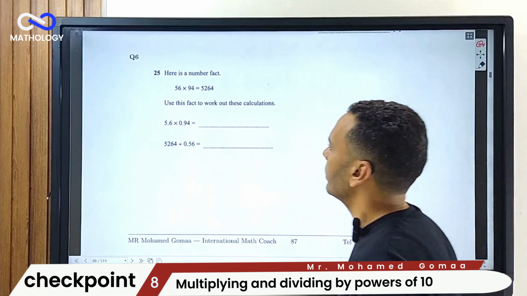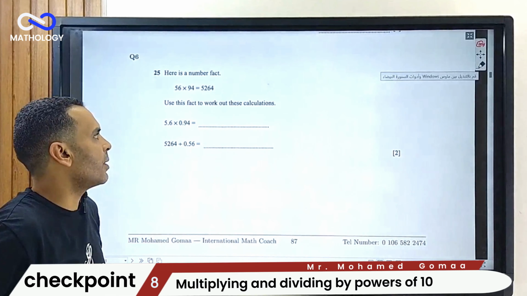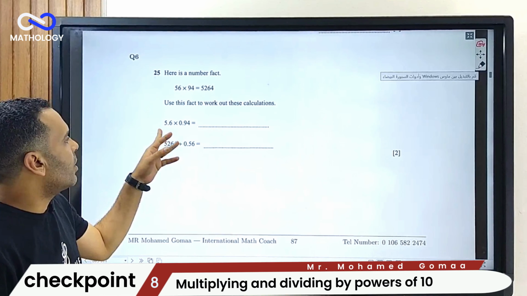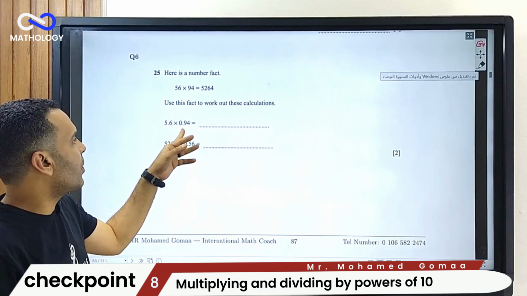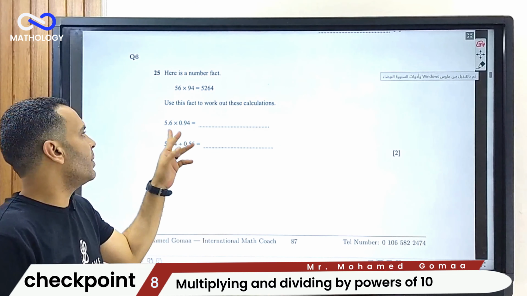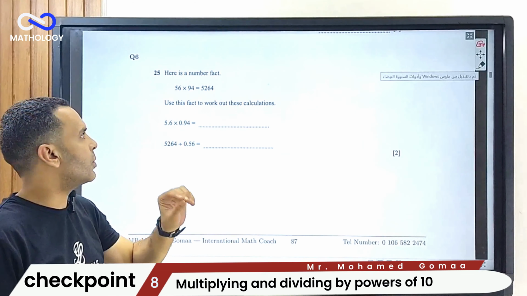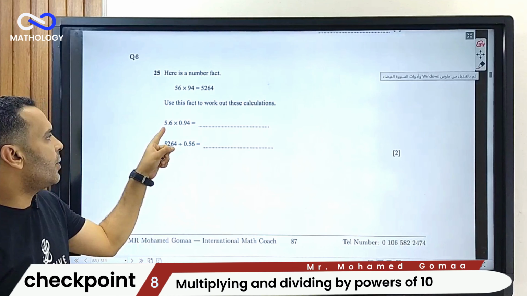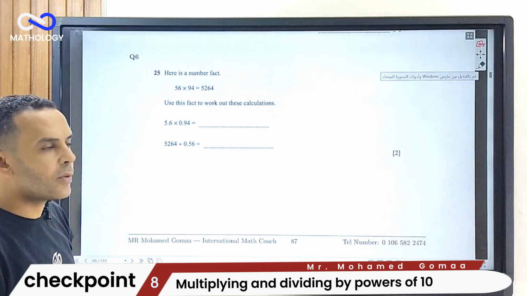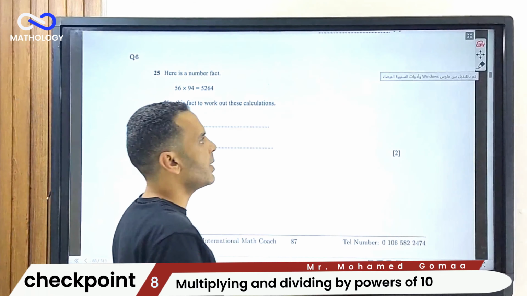Mathematical fact like this one: 56 multiplied by 94 equals 5264. This is called the mathematical fact. To get the answer of 5.6 multiplied by 0.94, ignore the decimal, so it will be 56 multiplied by 94, the same as this one, 5264. But here we have a decimal point after one digit from the right, and here after two digits from the right. So we have to put the decimal point after three digits from the right here.